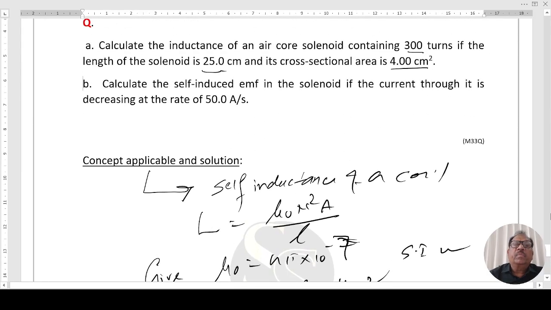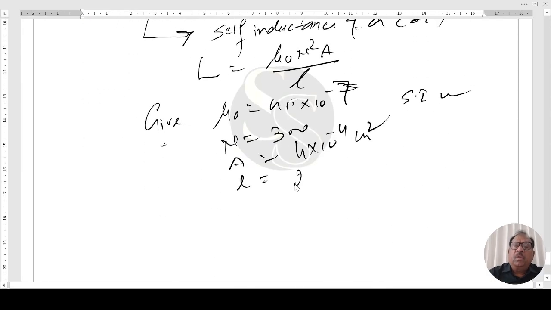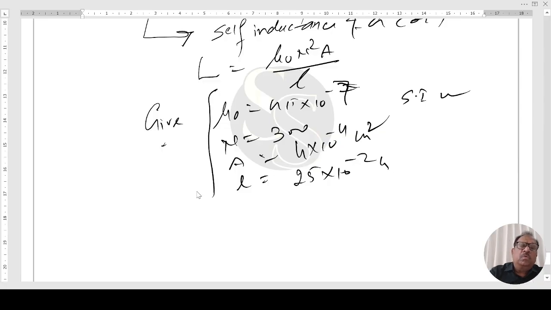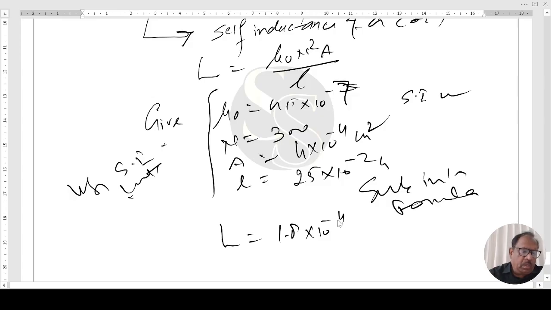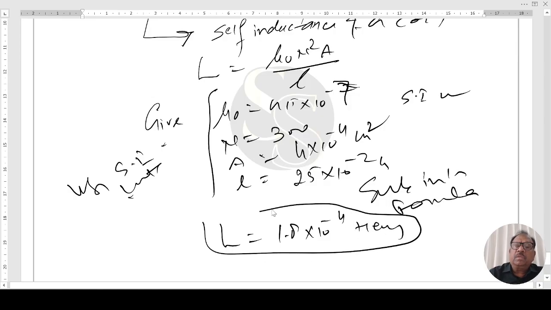Length is 25 into 10 to the minus 2 meter, using SI units. Substituting in the formula, we get L equal to 1.8 into 10 to the power minus 4 Henry. We get the self-inductance; this is a direct formula based question.